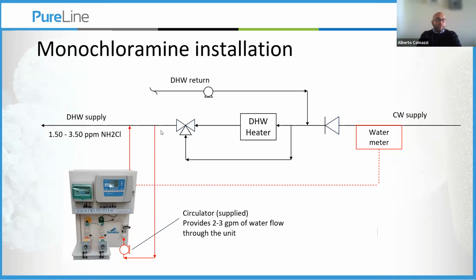Also, the beauty of feeding monochloramine on the domestic hot water system is that the water is always circulating. So it comes back from the domestic hot water return. We can actually monitor what's coming back from the building and adjust the feed rate based on that as well, even during times of the day when there's not much water consumption, such as 2 o'clock in the morning.